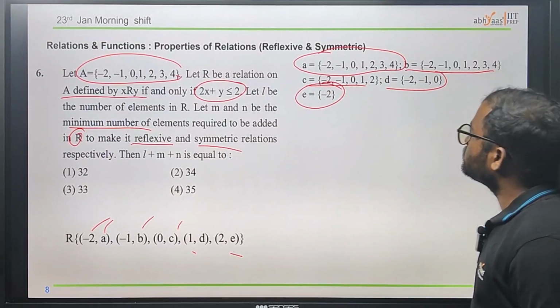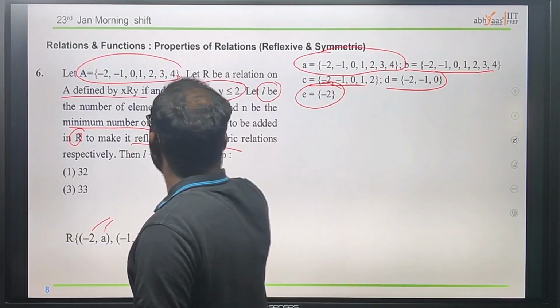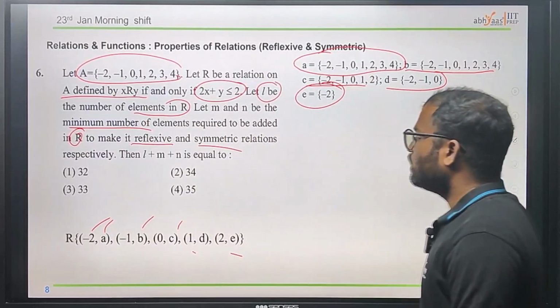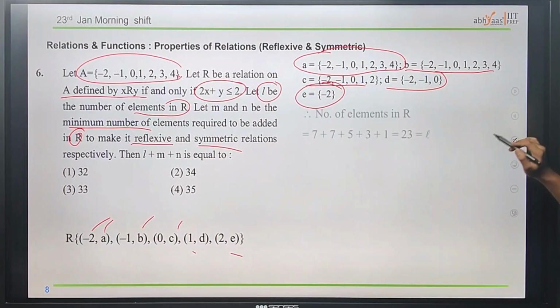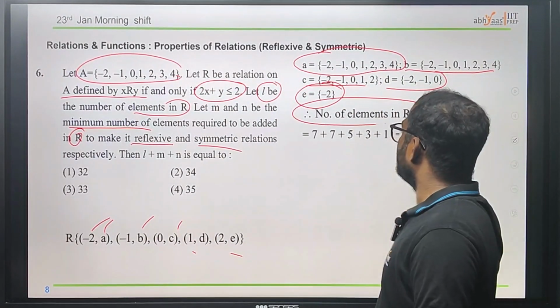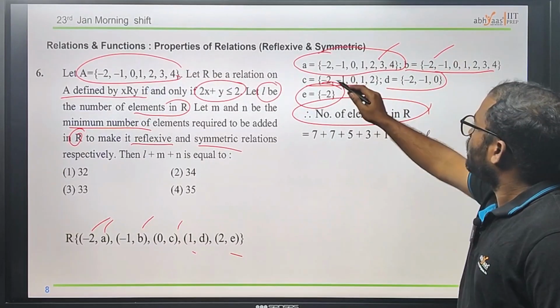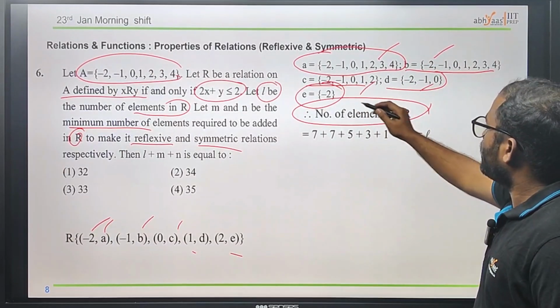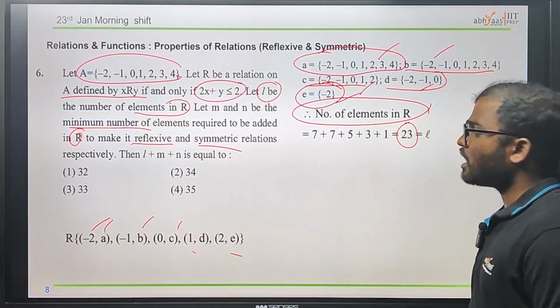Now they said L is the number of elements in R. We need to check how many elements are in R. The number of elements in R will be 7 and 5 and 3 and lastly 1. Therefore, the number of elements in R is 23.